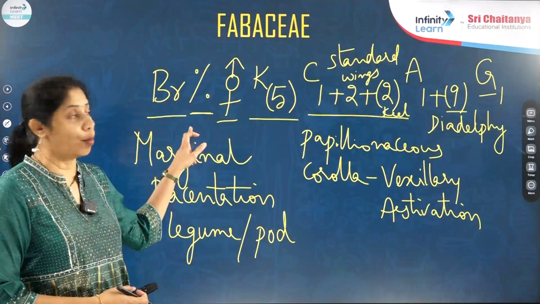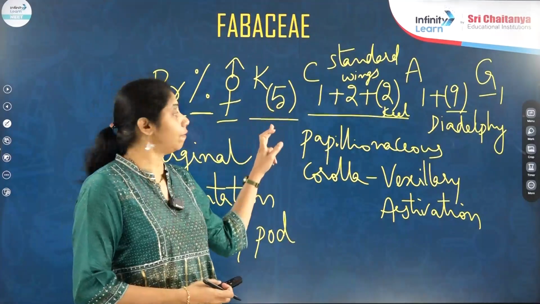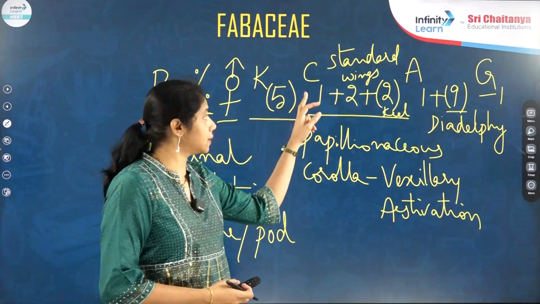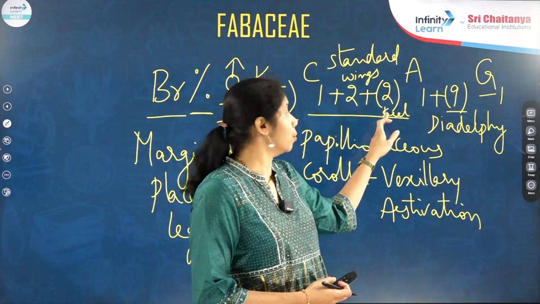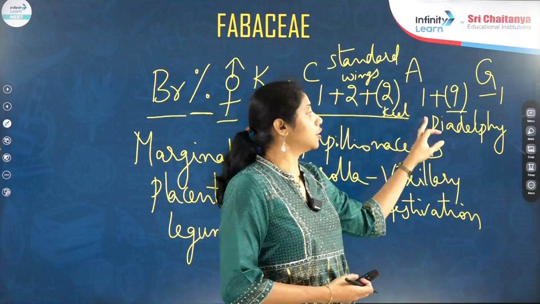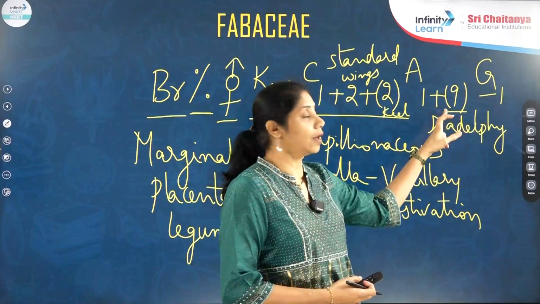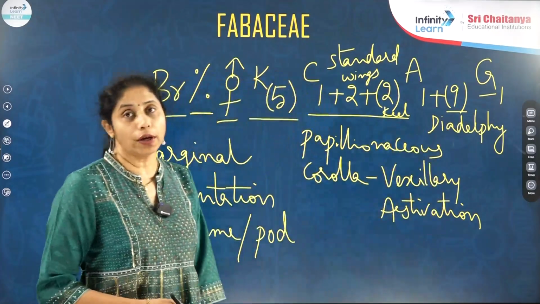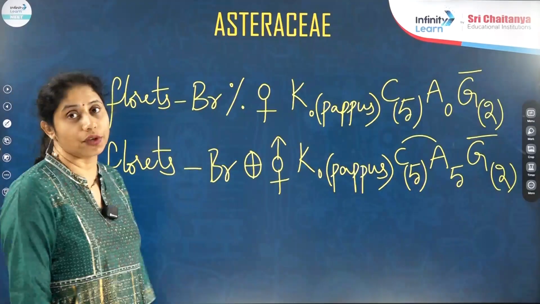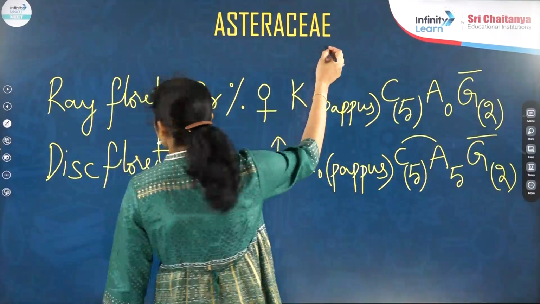Bract is present, zygomorphic, bisexual, K5, they are fused, so gamosepalous, C1 plus 2 plus 2. The last 2 keel petals are fused to form the boat-shaped structure. Androecium, diadelphous condition, 1 plus 9, 9 are fused, and gynoecium is made up of only 1 carpel with the superior ovary. Let us see the next one, Asteraceae. This family is also called as Compositae.